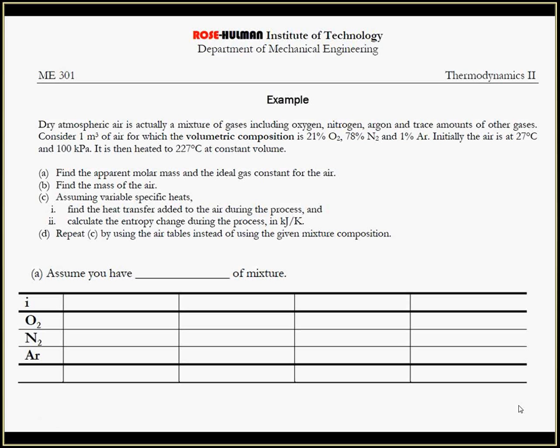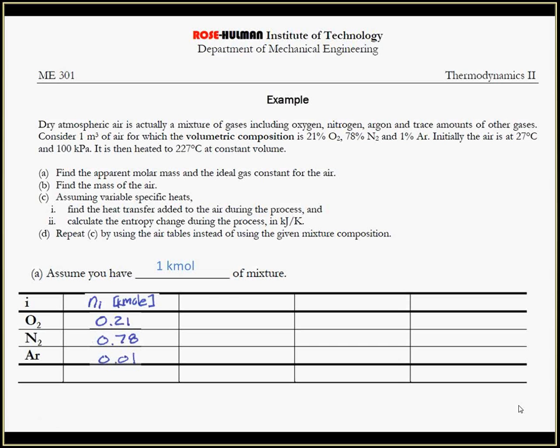The easiest way to do this is to assume that you've got 1 kilomole of mixture. I don't actually know how many moles I have just yet, but I'm just going to pretend for right now that I have 1 kilomole of mixture. The convenience of doing that is that the mole fractions now become the number of moles of each species. For instance, I have 21% oxygen by mole fraction, so if I have 1 kilomole worth of mixture, that means I have 0.21 kilomoles of oxygen, and so on for nitrogen and argon.